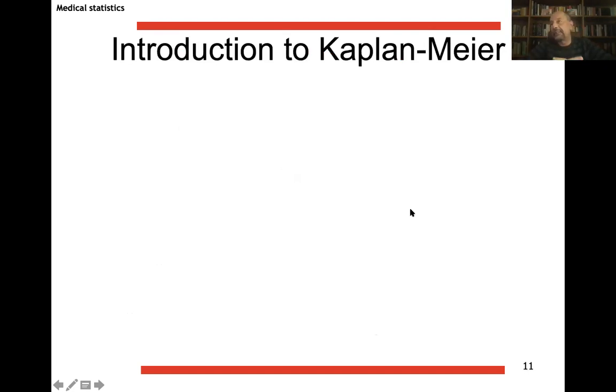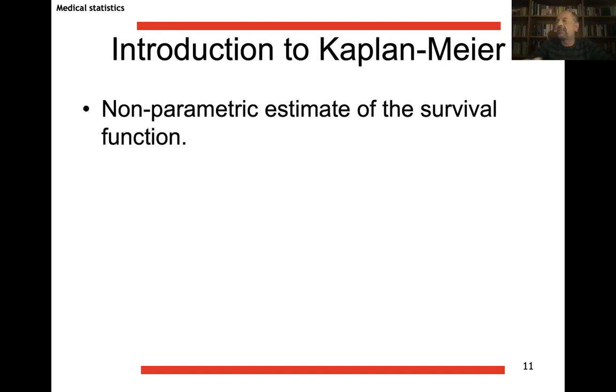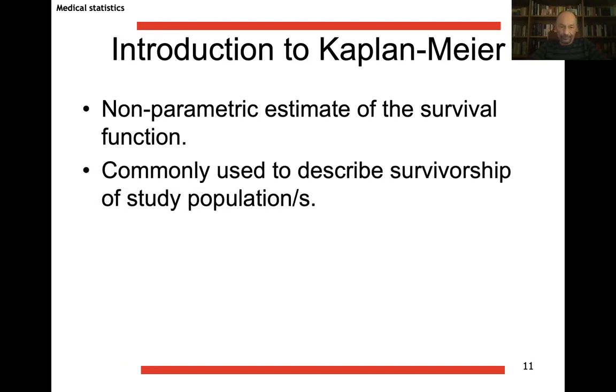Now, by far the most used survival analysis method is called Kaplan-Meier, by the name of the two statisticians that invented this method. It's very simple. It's a non-parametric estimate of the survival function. So the big advantage is that it's a non-parametric approach, so it does not depend on any model.